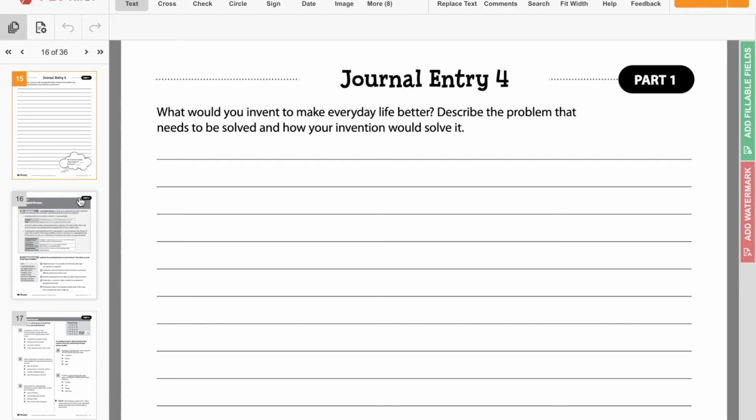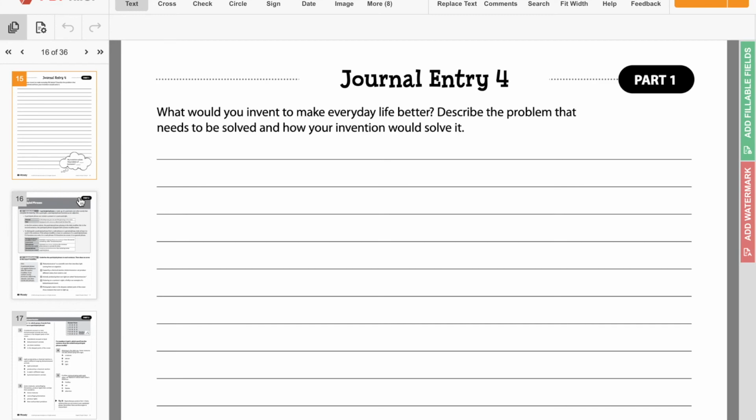How many paragraphs do we write for this? 1. How many sentences are in a paragraph? 5 to 7. So today it asked you, what would you invent to make everyday life better? Describe the problem that needs to be solved and how your invention would solve it. So this could be about anything that you want. It could be having to do with the current state of our world right now. What could we invent that would make everything better? Whatever you want it to be about.